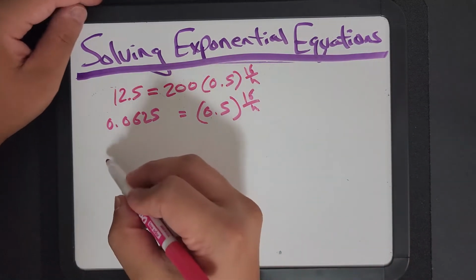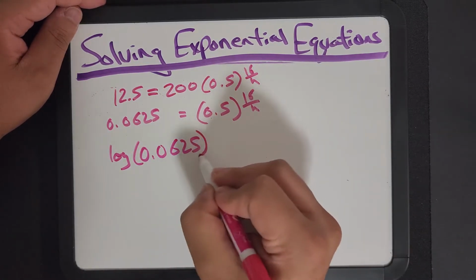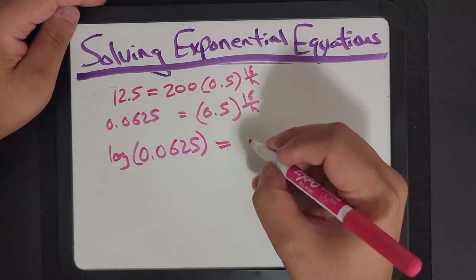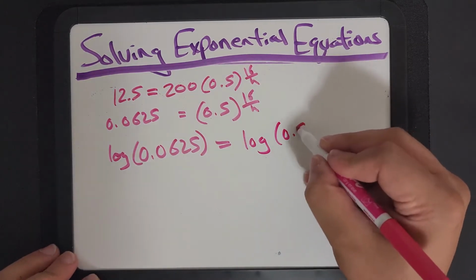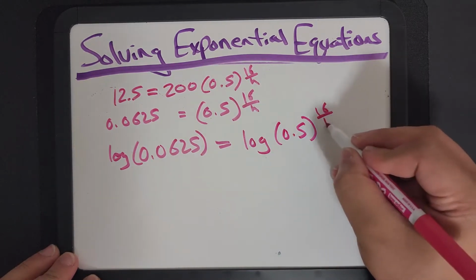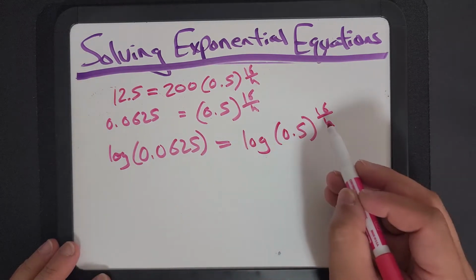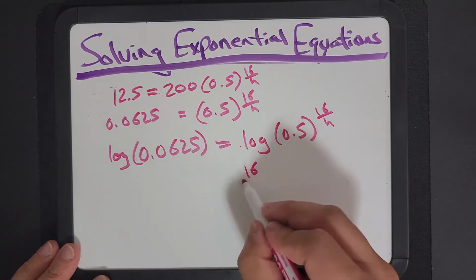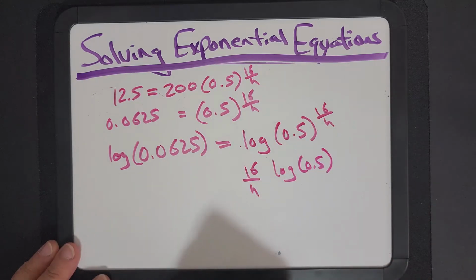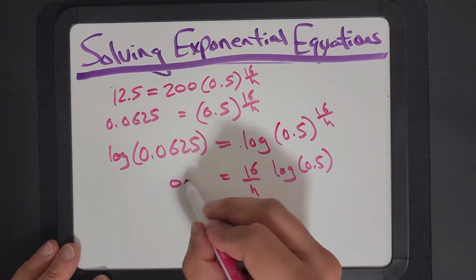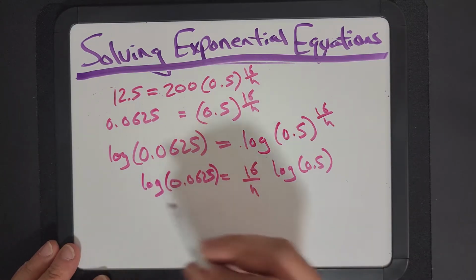And taking the log of something is always useful, because now I have this exponent up here, which I can use the power law to bring down here, to 16 over h log 0.5 equal to the side still 0.0625.